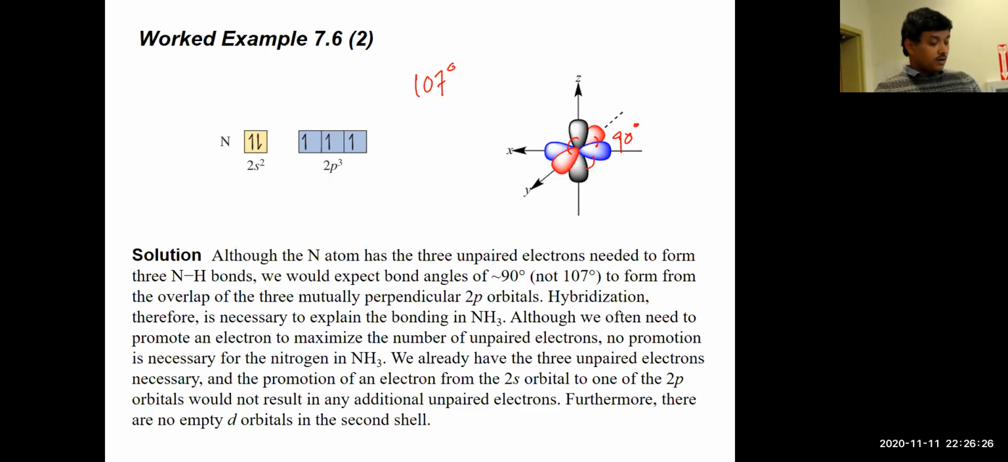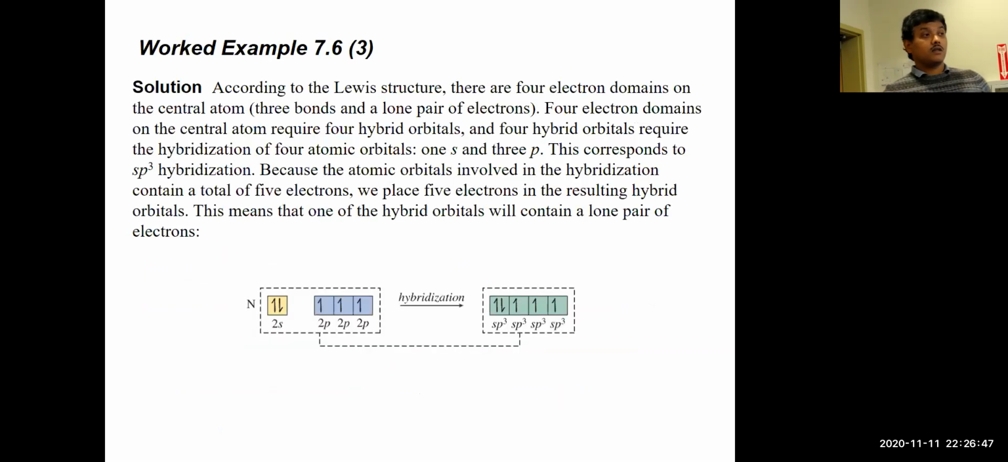So going back to the Lewis structure of nitrogen, we already discussed in the previous slide that nitrogen has 4 electron domains around it. So it means you need to create 4 hybrid orbitals. Then maybe you can explain why the bond angle is 107, not 90. So let's do that first. This is the first time you're seeing this.